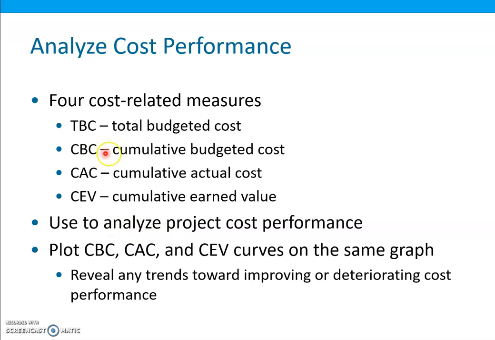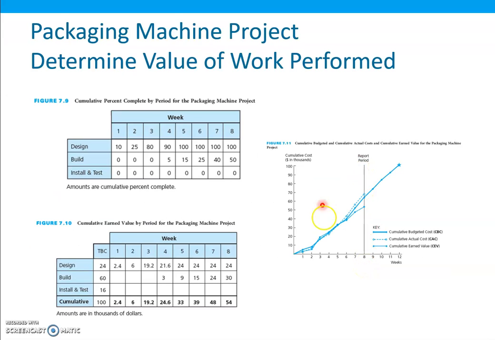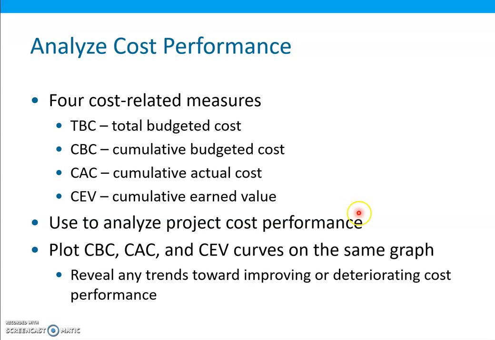Then we can use these to analyze the project cost performance. We can plot the CBC, CAC, and CEV curves on the same graph, like we have done before over here, to reveal any trends towards improving or deteriorating cost performance.